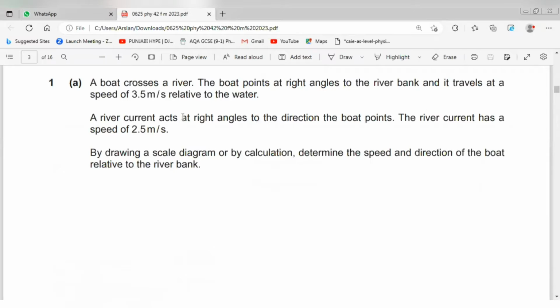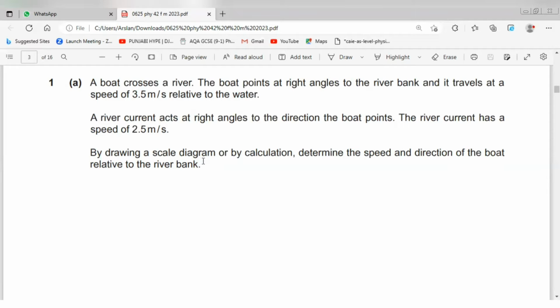Question number 1. A boat crosses a river. The boat points at right angle to the river bank and it travels at a speed of 3.5 meter per second. The boat speed is 3.5 meter per second relative to water. A river current acts at right angle to the direction the boat points. The river current has a speed of 2.5 meter per second. Right angle means perpendicular to the boat speed.